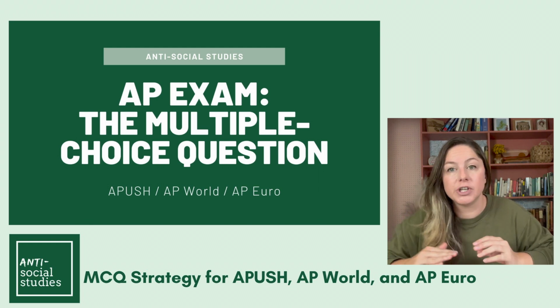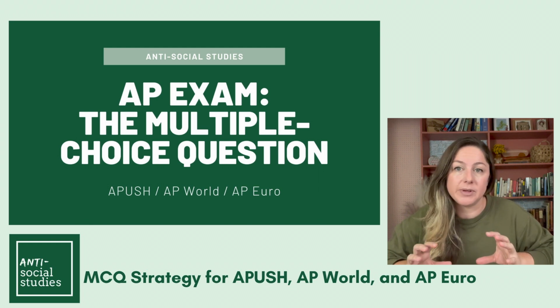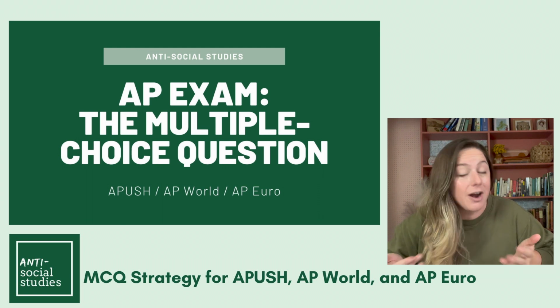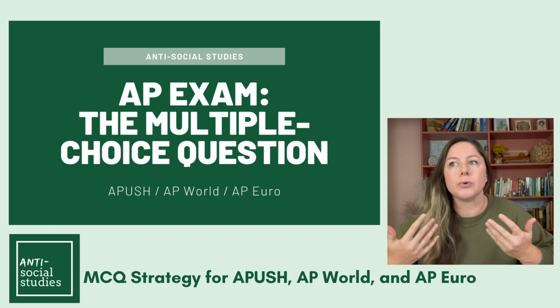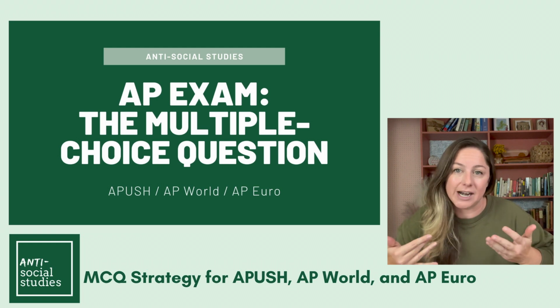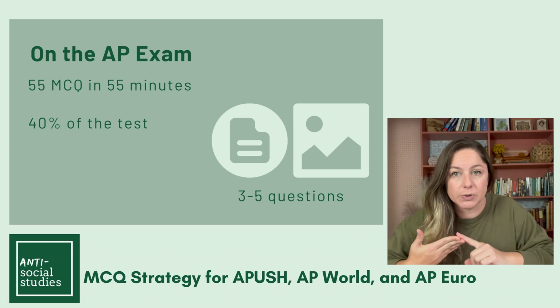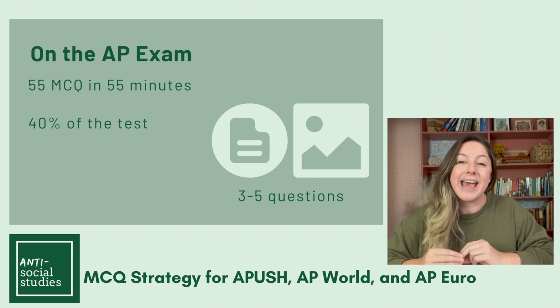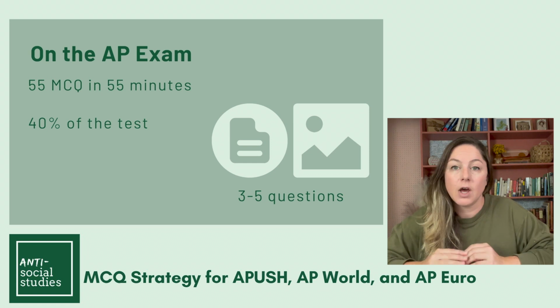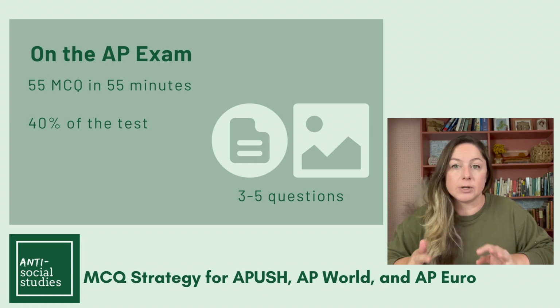The multiple choice question is the single biggest section of your AP exam, but it's also probably the type of question you're going to see the most throughout your school year, as your teacher probably will give you unit exams that have these AP style multiple choice questions. So on the AP exam, you're going to get 55 multiple choice questions in 55 minutes, and it's 40% of your test score. Across all the AP history classes, the multiple choice look the same.